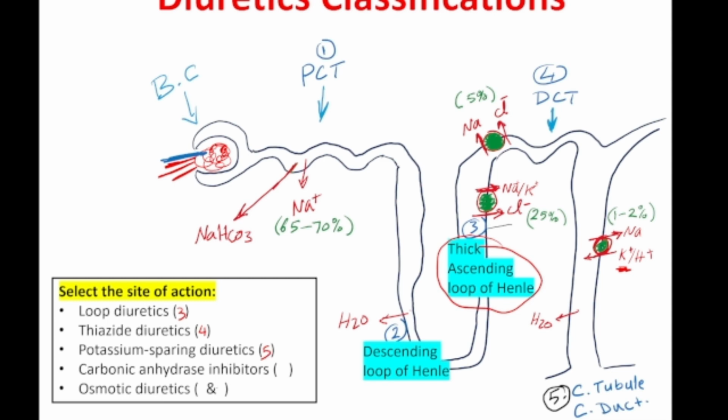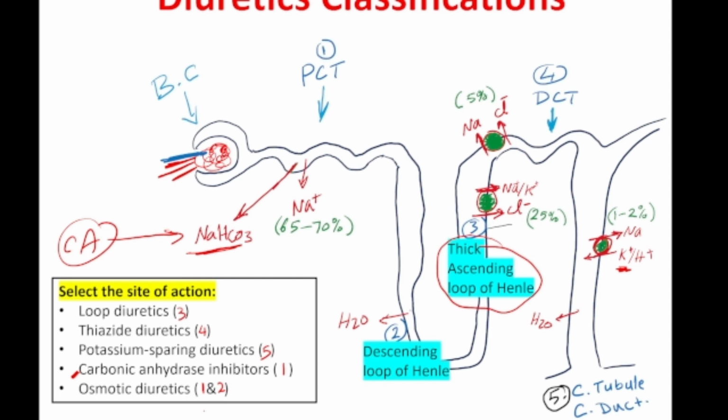Carbonic anhydrase inhibitor. This enzyme, carbonic anhydrase, the abbreviation CA, is responsible for the formation of bicarbonate, sodium bicarbonate. So the site of action will be number 1. What about osmotic? Osmotic brings water from the urine to the blood. It should be the proximal convoluted tubule, number 1, and number 2, the descending loop of Henle.